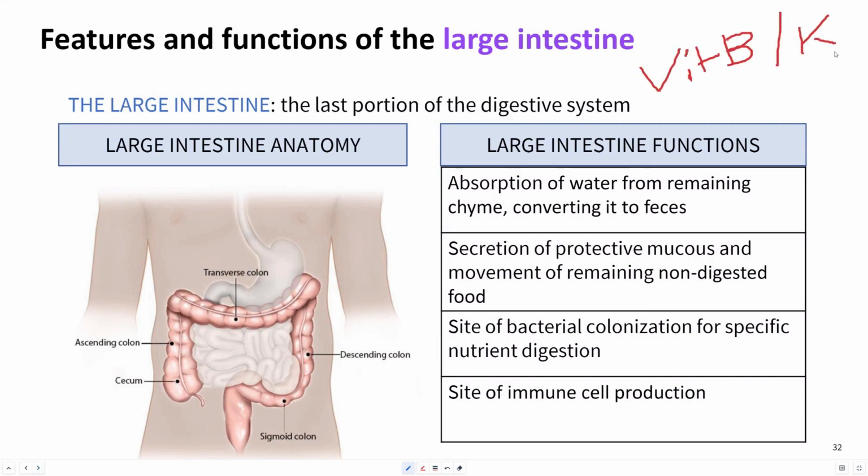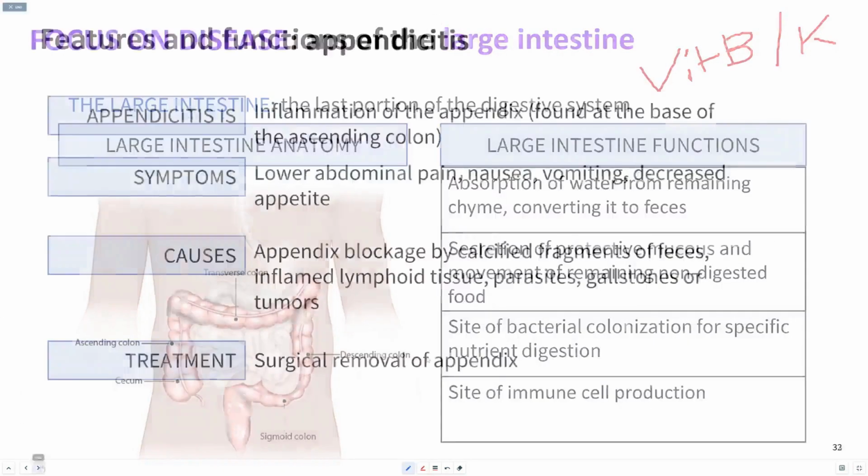The gross anatomy is that it's about 2.5 inches in diameter and about 5 feet long. It has 3 main areas. It contains the cecum, the colon, and the rectum. The key functions are that it absorbs the majority of the water. It also secretes protective mucus and aids in the movement of non-digested food. This is also the site where most bacterial colonization occurs for specific nutrient digestion. This is also an area where immune cells are produced.